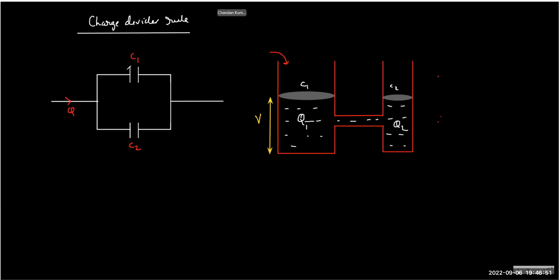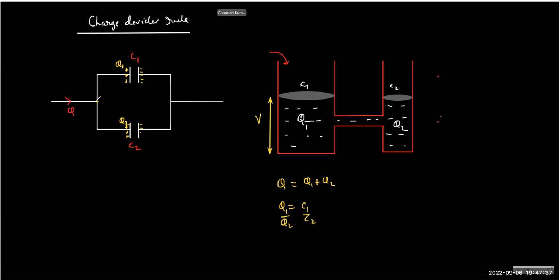So the first bucket will get how much water, given that total water poured is Q? So Q1 plus Q2 is Q. The total water is given, and I want to know what is Q1, Q2. I know that the total amount of water is Q1 plus Q2. That's common sense. That's called the KCL here. And we know that Q1 by Q2 will be proportional to the base area, C1 by C2, because more the base, more the amount of water, because height is same.